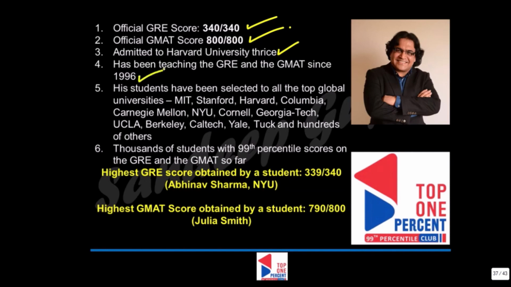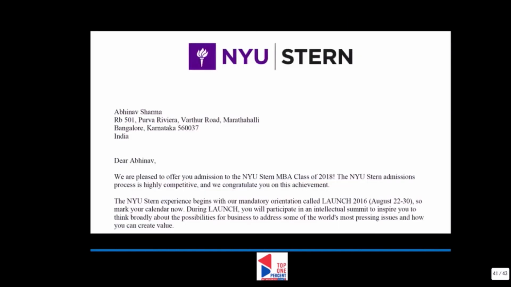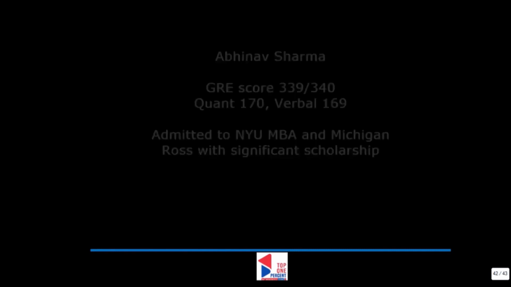I have students that have gone to absolutely every possible university that you would ever want to go to. The absolute best in the world, the MITs, the Stanfords, and the Harvards of the world, and everything else. Georgia Tech, Caltech, Berkeley, anything you talk about, absolutely everywhere. And thousands of my students have got the 99th percentile scores on the GRE and the GMAT. This is the admission letter of one of the students, Abhinav Sharma, who got a 339 score on the GRE, and this is what he has to say about what we do and how we teach. Just watch this, please.